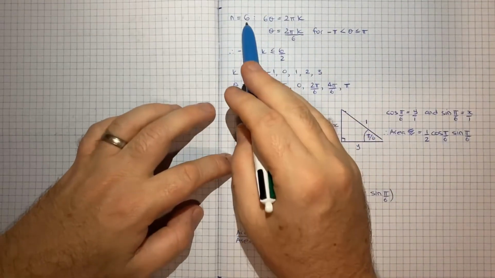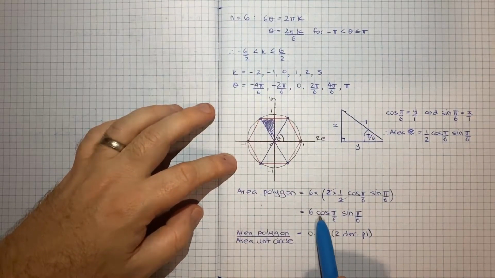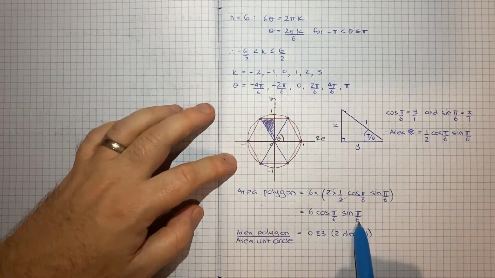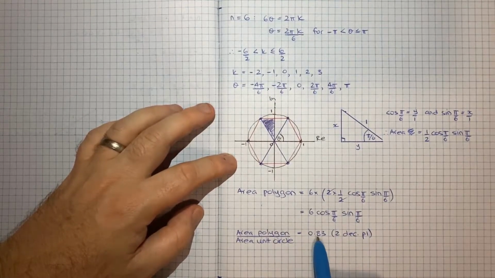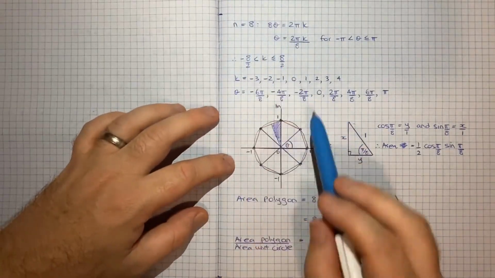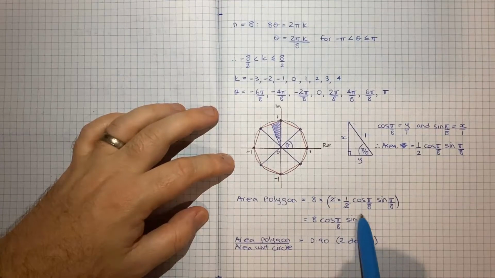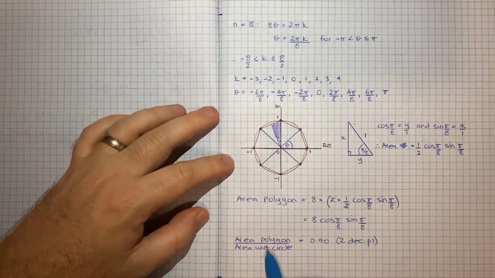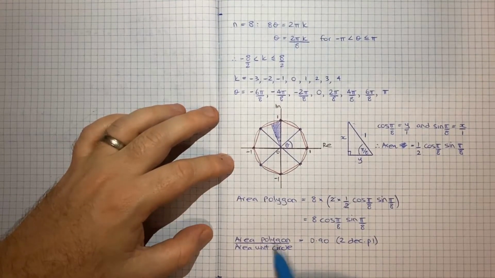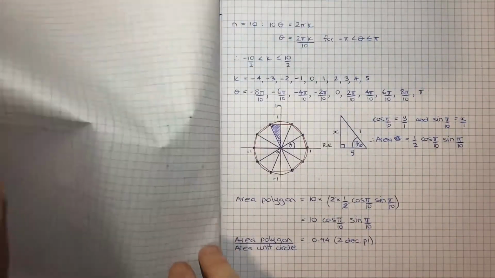Then we do it for n is equal to 6. We end up with the area of the polygon being 6 cos pi on 6 sine pi on 6. And then this result being 0.83. Do it for n equals 8, same thing. We get 8 cos pi on 8 sine pi on 8. Hopefully you're noticing a pattern here. And then this result gets to 0.9. Do it again for n equals 10.